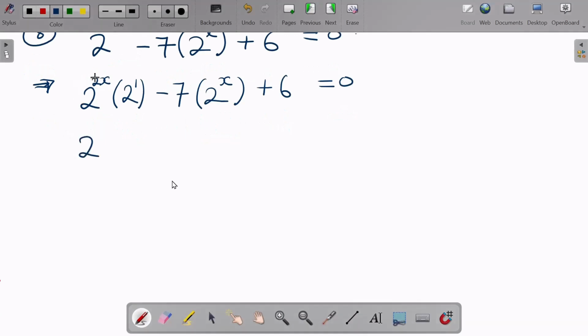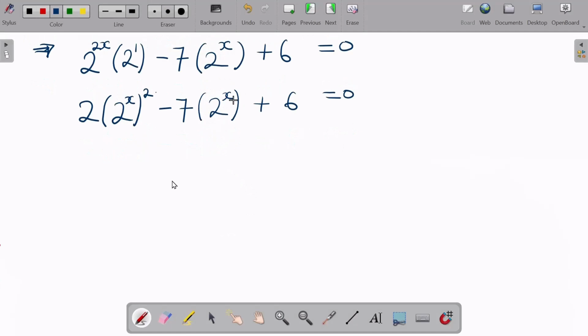As we break this down again, we are having 2 raised to power x, but again power 2, because this is 2x, I want to have a 2 power x. So now minus 7 into 2 raised to power x plus 6 equals 0. From here we can see that we have the common term, which is 2 raised to power x.